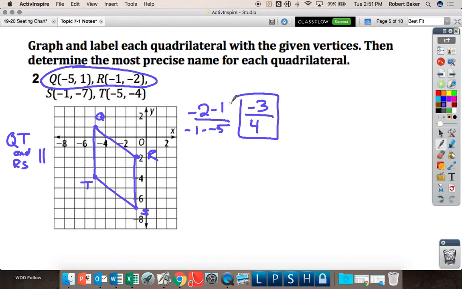So we'll try with TS. Y2 minus Y1 is a very negative problem. X2 minus X1. -4 minus -7. 3. -5 minus -1. Oh, yeah. Same. So I can say that shape is a parallelogram. If you say that, then you're wrong.